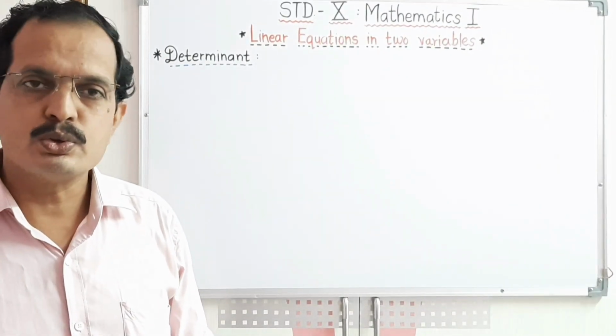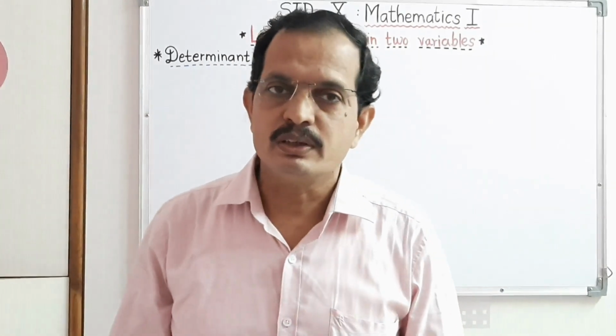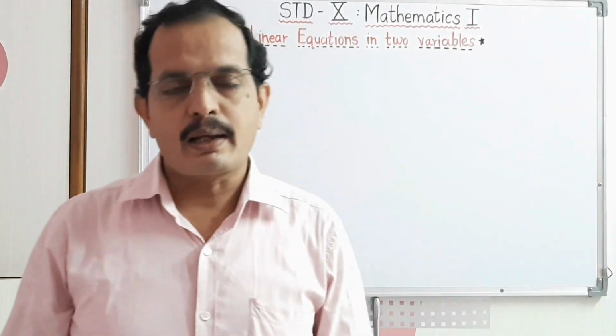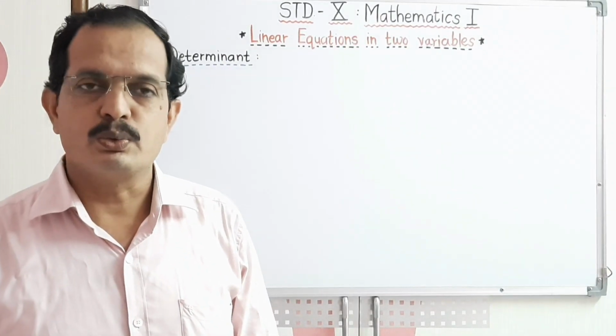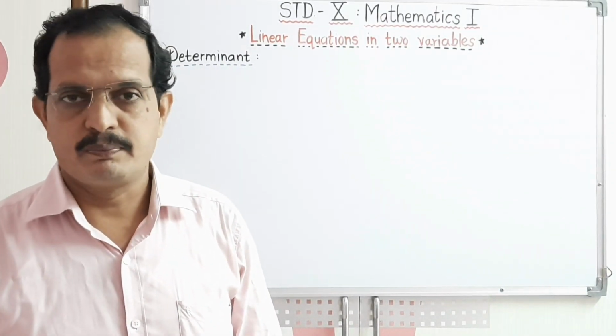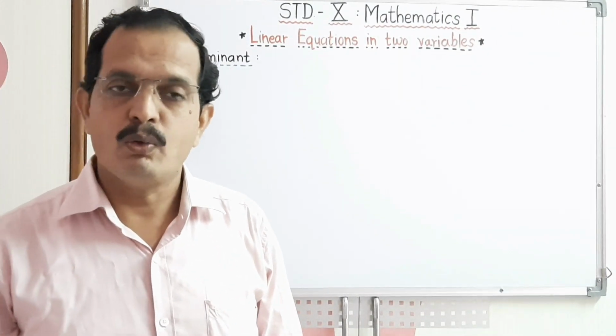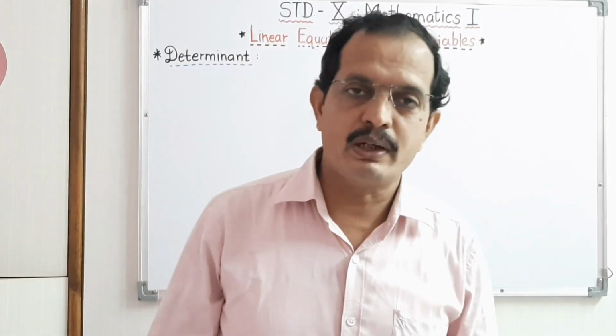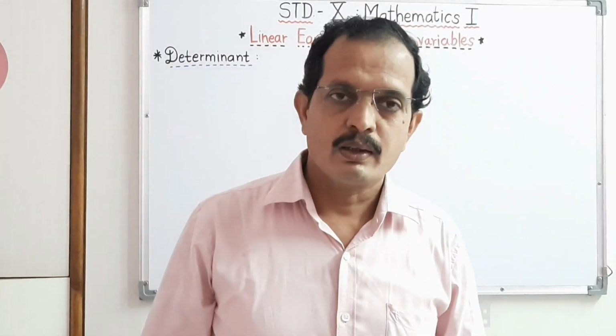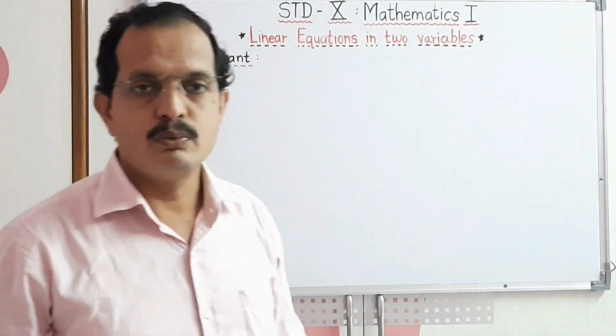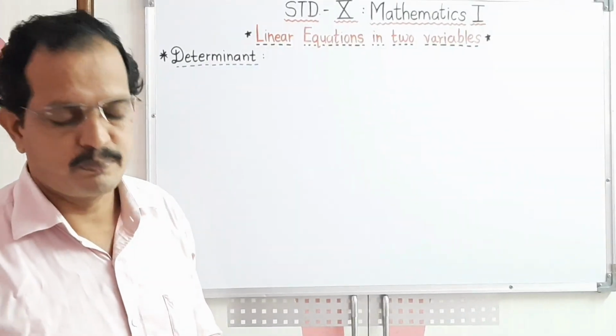To know how to solve simultaneous equations by Cramer's rule, we must know what a determinant is and how we can find out the value of that particular determinant. Therefore, let's start with what a determinant is.